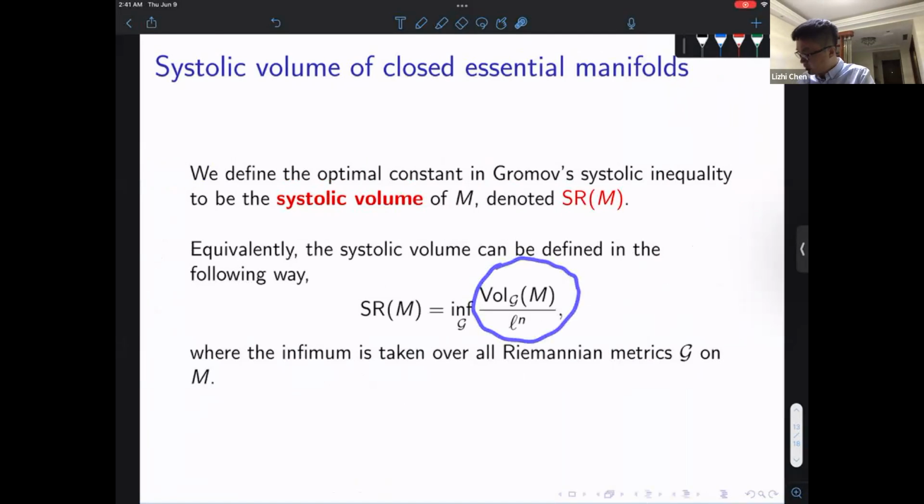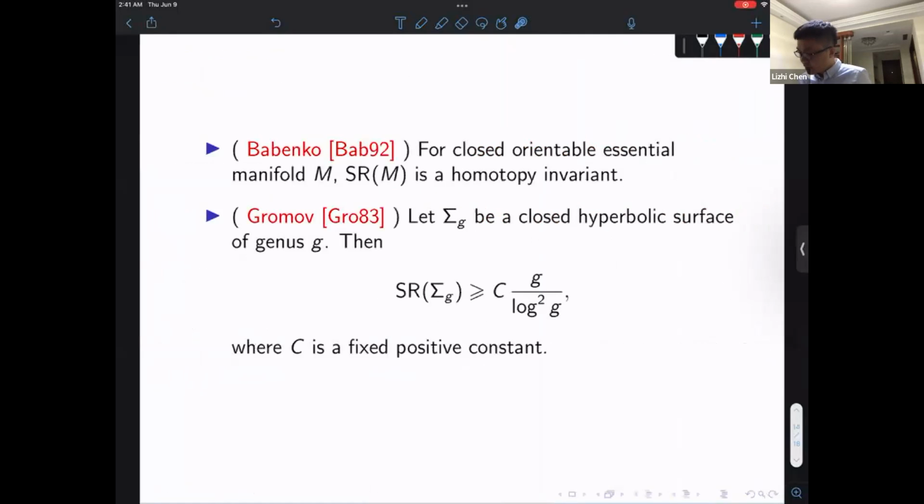An equivalent definition: the systolic volume of M can be defined as the infimum of this ratio, the Riemannian volume over the shortest length of a non-contractible loop to the nth power, and we take the infimum over all Riemannian metrics. I call this invariant the systolic volume. We can prove it is a topological invariant. In fact, it is a homotopy invariant. This was proved by Professor Babenko in 1992.